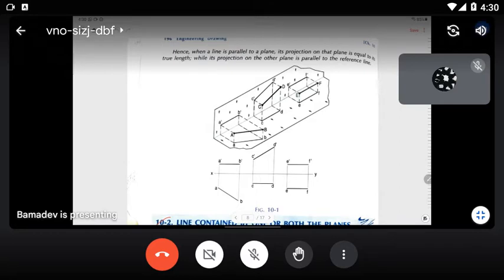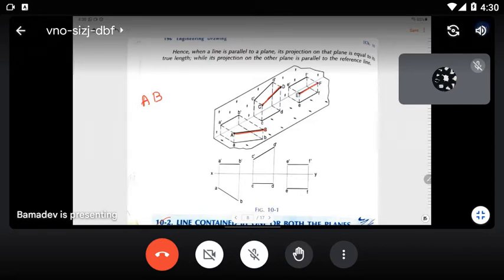In the first case, tell about AB. This is parallel to which plane? Horizontal plane. AB is parallel to the horizontal plane. CD is parallel to the vertical plane. And EF is parallel to both the planes. Yes, both the planes.